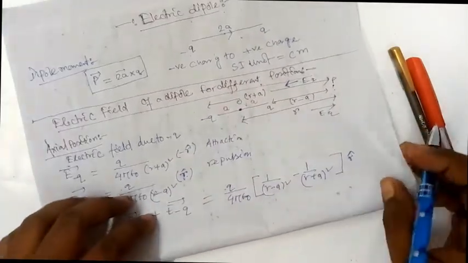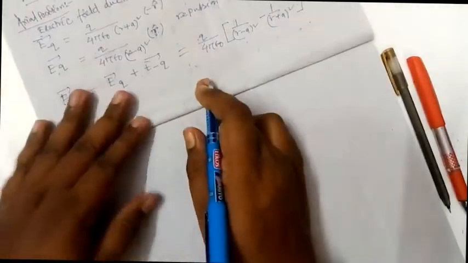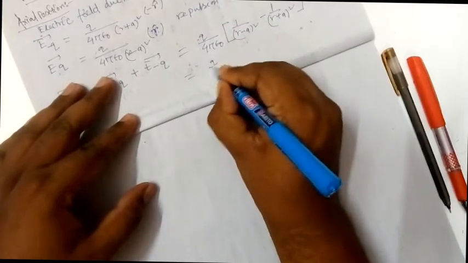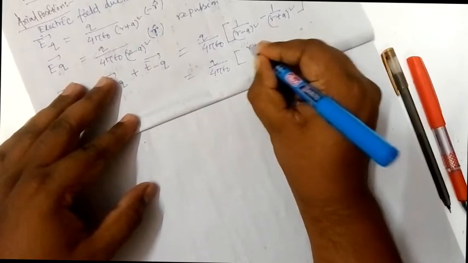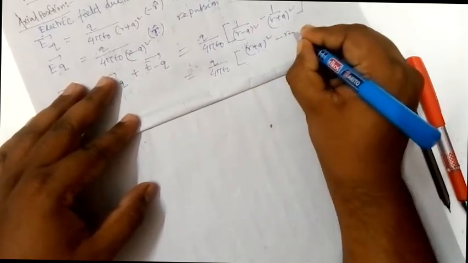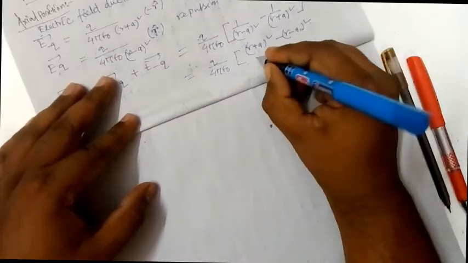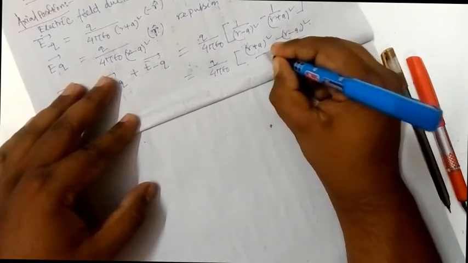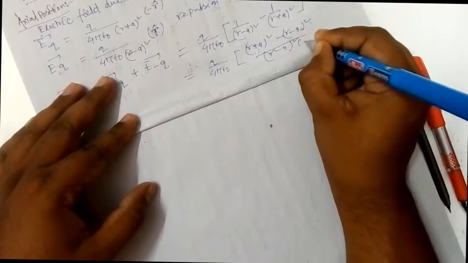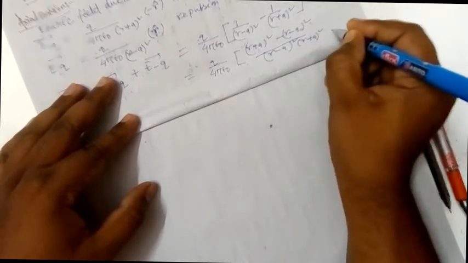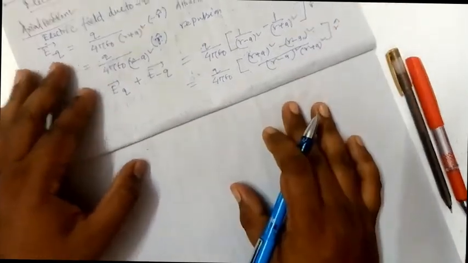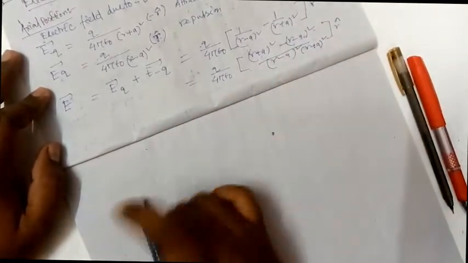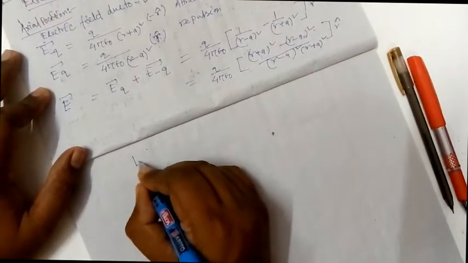Okay, so this calculation is a bit easier. I'm just doing the calculation here. It is Q by 4 pi epsilon naught, at top it is (R plus A) whole square minus (R minus A) whole square, by (R minus A) whole square into (R plus A) whole square, whole R cap. Okay, so that will be the part.